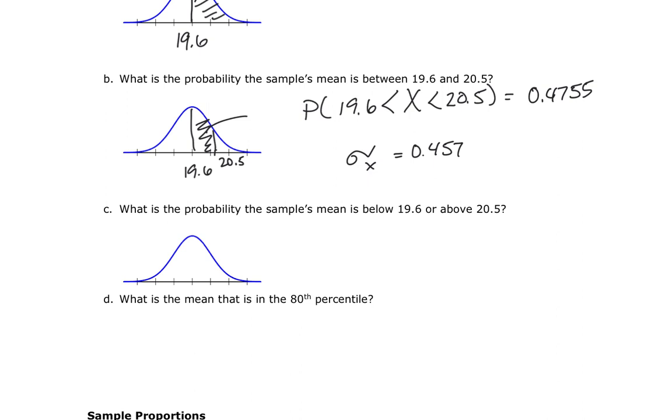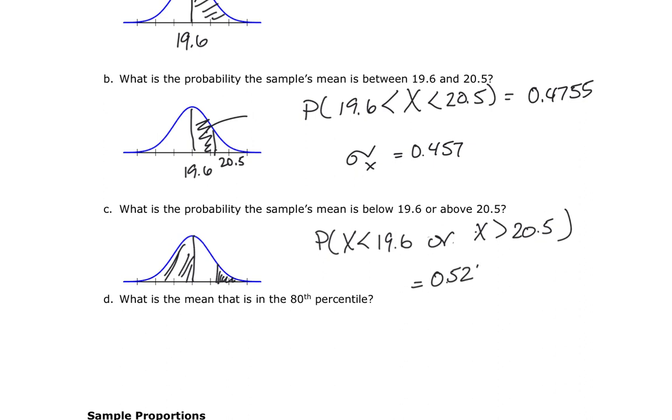If I want to go above 19.6, so here's my 19.6, and I want to go above the 20.5, so that's this part right here. So this is the probability that my capital X is greater than 20.5. Once again, I am going to put that into my calculator, and what I end up with is 0.5245, and that makes total sense because you get 0.5 here, and this is slightly more than 0.5. We don't want to add it all up, so that makes total sense.